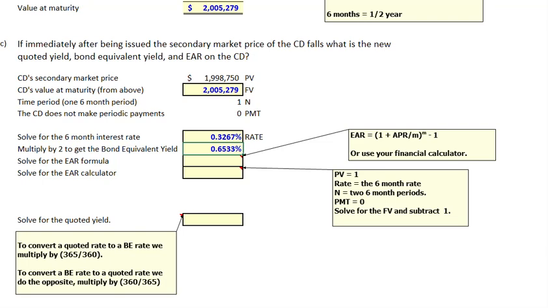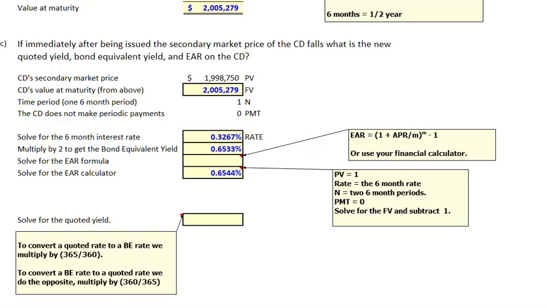Next, we could solve for the quoted yield, but we're going to do that later on. But we're going to take this 6-month interest rate and we're going to calculate the EAR. So if you still have that 6-month interest rate in your financial calculator, we can simply set the present value equal to 1, set the number of periods to 2, because there's 2 6-month periods in the year. The payment's going to be 0. And we can solve for the future value and subtract 1.